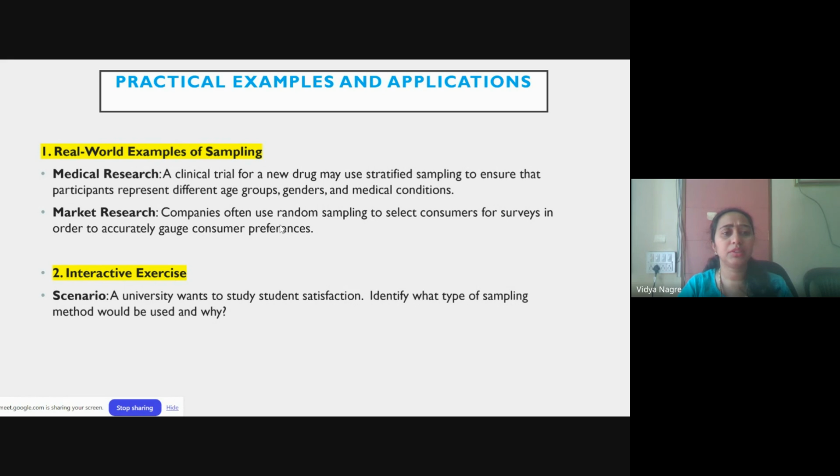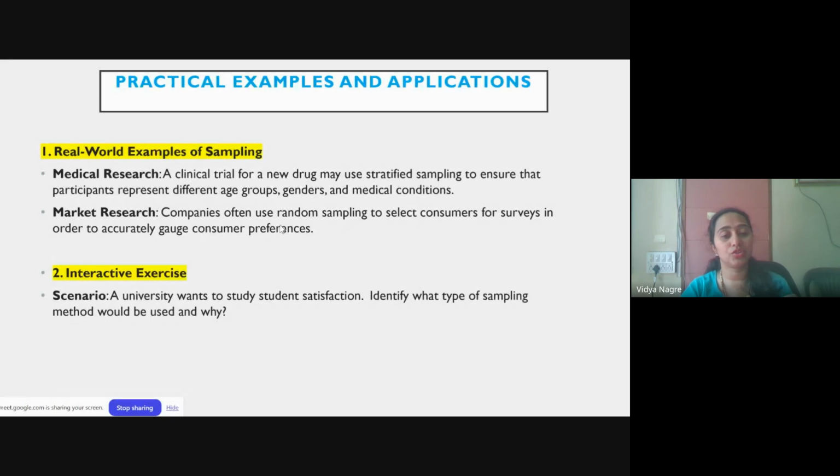So practical examples are there. Okay, real-world examples of sampling. For example, medical research, a clinical trial for a new drug. At the beginning itself, I talked about this. It may use stratified sampling to ensure that participants represent different age groups, genders, and medical conditions, because they are taking a huge risk of applying it to the large population in the whole world. If they go wrong, then everything will be wrong altogether, right? That's why you have to make sure that your stratification is very justified.